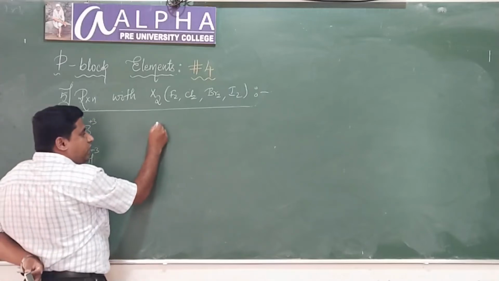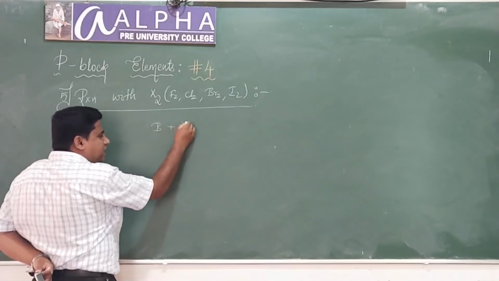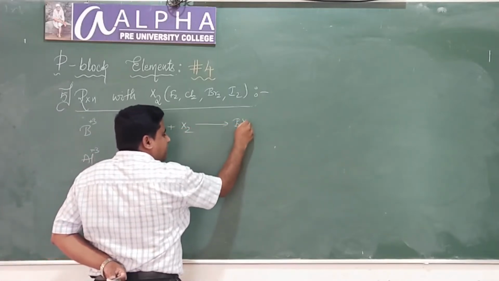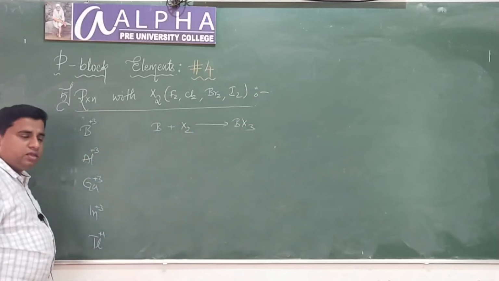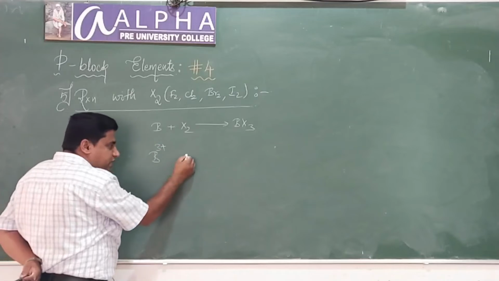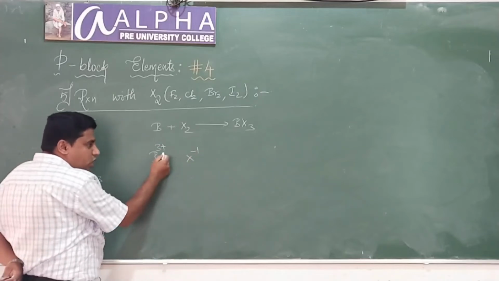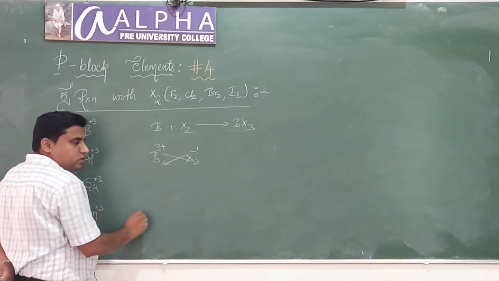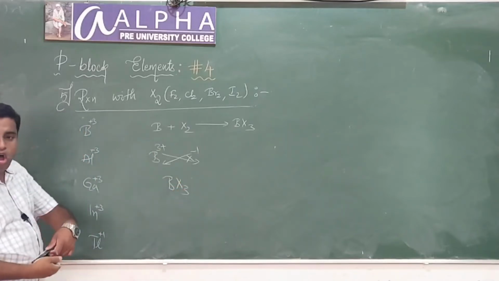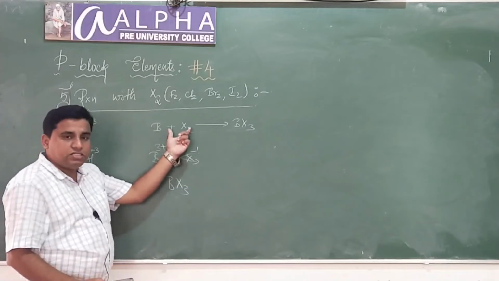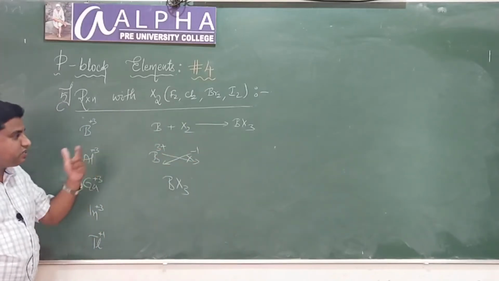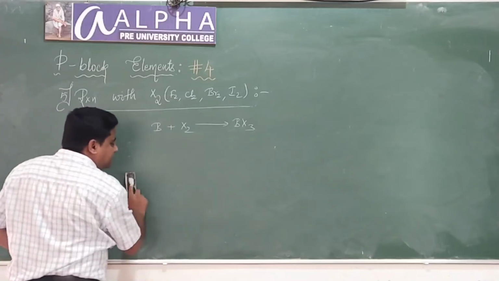Look here, when boron reacts with halogen, it forms halide of the type BX3. Okay, why BX3? Boron is in +3 oxidation state, halogen in -1 oxidation state. Now apply the crisscross method. Don't you think it is BX3? So when boron reacts with halogens, they form halides. What is the formula for the halides? It is BX3.